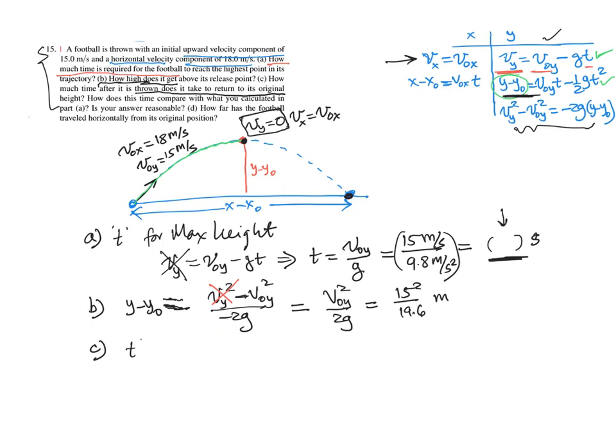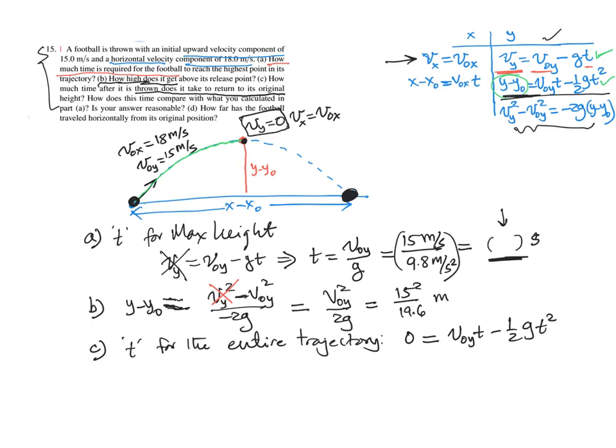Okay, so t for the entire trajectory would be from this y information. y minus y0 for the entire trajectory is 0, because the initial point and final point are at the same height. So y minus y0 is 0, equal to v0y t minus 1/2 g t squared.